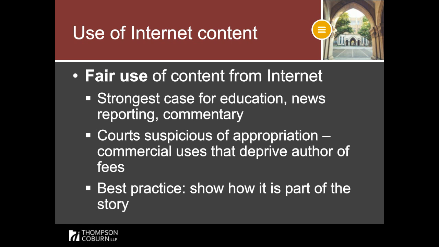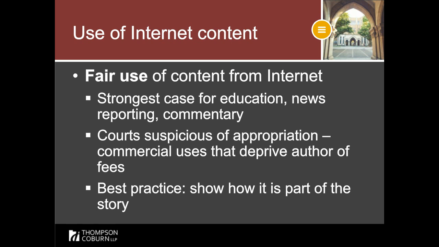If you're using it in a promotional sense to promote your entity or anybody associated with your entity, that's when we consider the classic appropriation, a commercial use that the author otherwise could have gotten licensing fees for. So if you're trying to get fair use coverage for something you grab from the internet, I think it has to be part of the story.